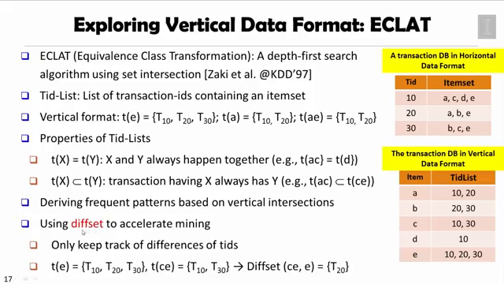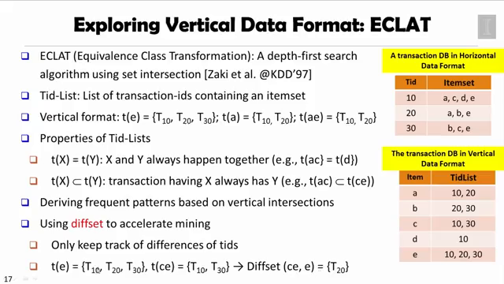But there's one interesting method called diffset to accelerate the mining. The reason is that when you get a very large number of transactions, each item may be associated with a very long TID list. Then their intersection, like this E and CE, could be large, but their difference could be small.